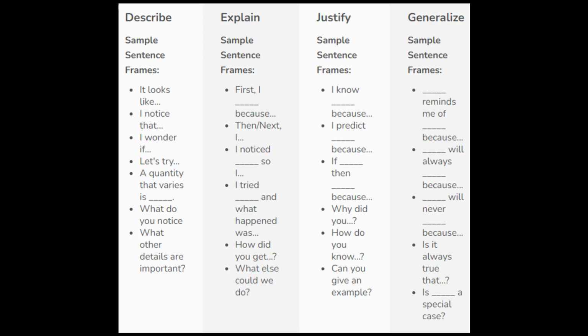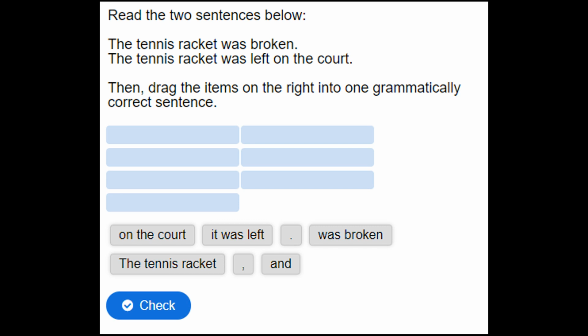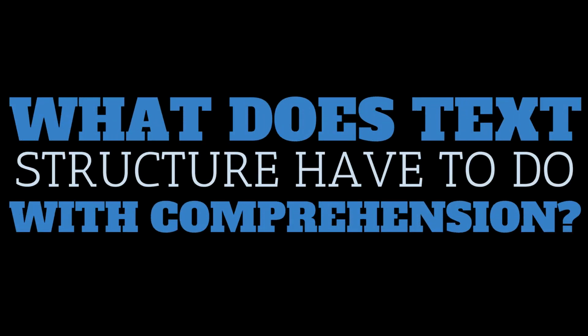This course also offered helpful strategies that might be used, such as using sentence stems, anagrams, and combination and expansion activities that can be used across all grade levels and settings. Our final question was, what does text structure have to do with reading comprehension?